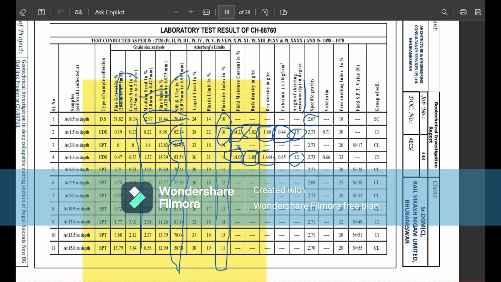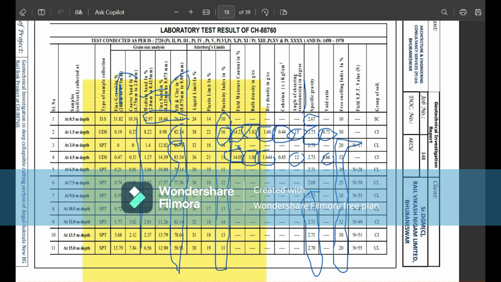Specific gravity is 2.67, 2.73, maximum 2.77. The void ratio was also found, 0.71, 0.63. And the free swell index is greater than 20, 25, not much expansive, not less than 50. So it is medium expansive, low expansive, not expansive soil due to the field.